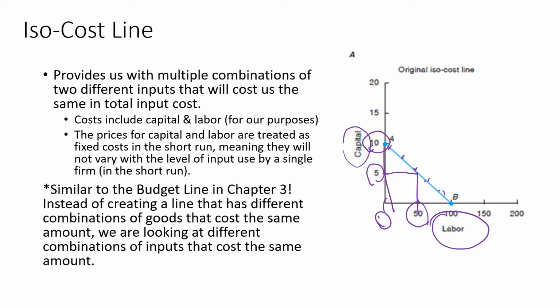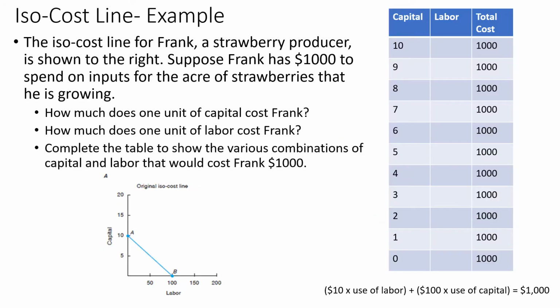This is similar to the budget line that we looked at in Chapter 3. So when we were looking at hamburgers and tacos, we were figuring out all of the different combinations of hamburgers and tacos that we could buy for a specific budget. This tells us all of the different combinations of inputs that we can use for a single price. Given the ISO cost line, we can figure out some things.